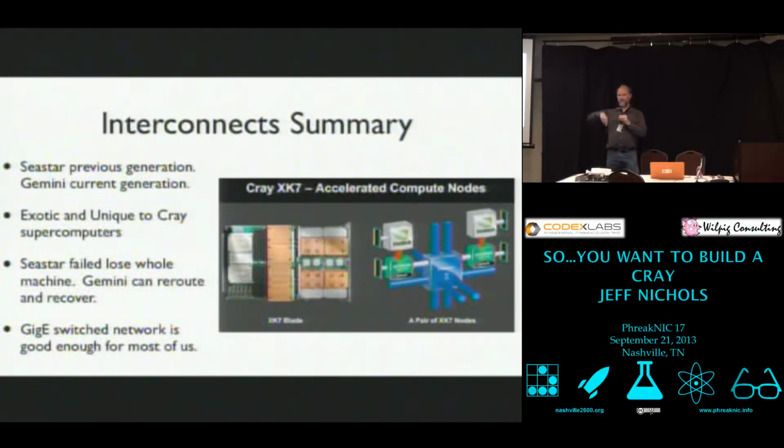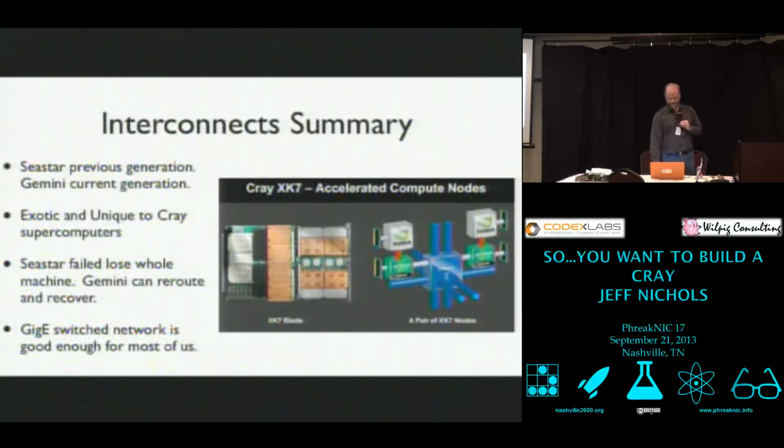Gemini can reroute and recover. And so it can flush the network, get it back to a previous known good state, route out whatever was failing, and then recover. And so it added robustness, and as you go massively parallel, you've got to do that. But overall, the GigE switch for most of our calculations is good enough for us. We can all get that.